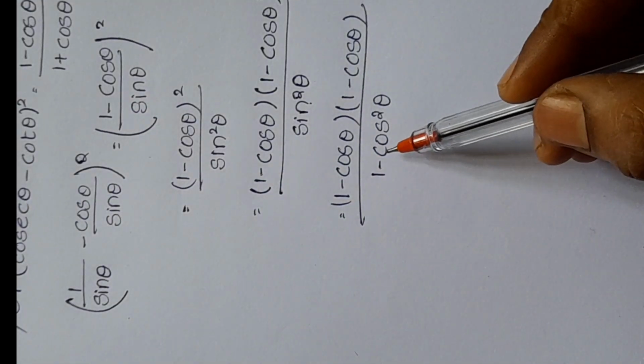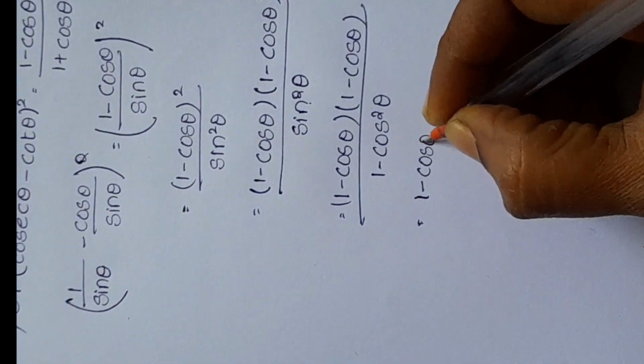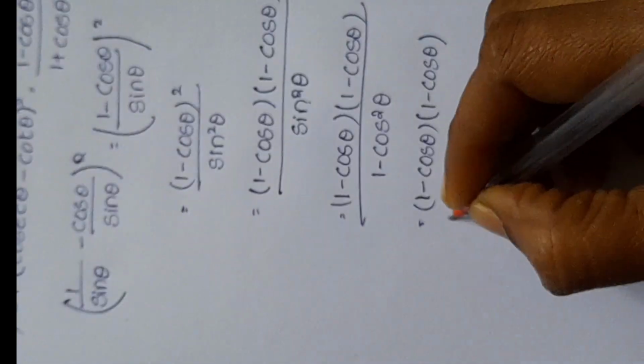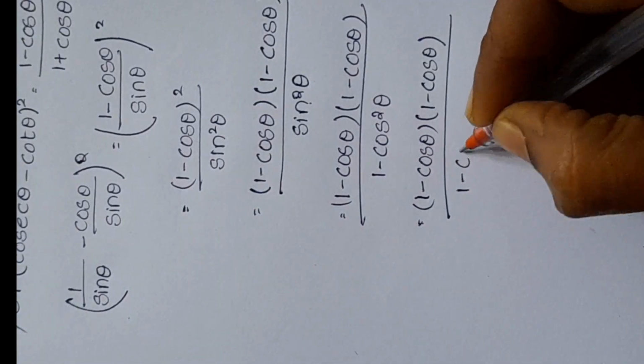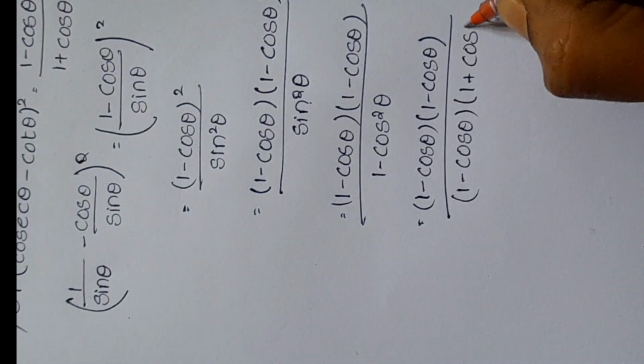Now the denominator is in the form of A square minus B square. So this can be written as (1 minus cos theta) into (1 minus cos theta) by (A plus B) into (A minus B). That is (1 minus cos theta) into (1 plus cos theta).